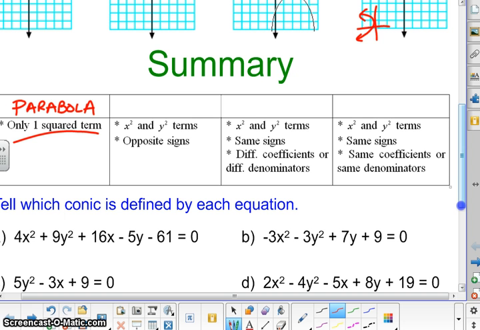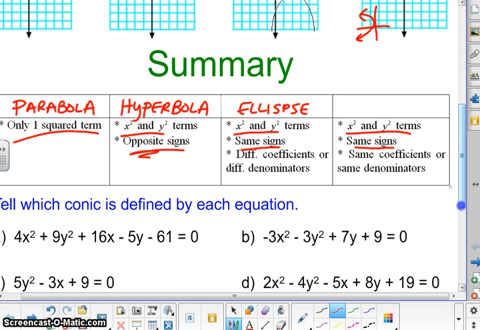Okay, and then if you have x and y terms with opposite signs, like I pointed out before, it's going to be a hyperbola because there is that minus sign, two x and y terms. Here again, x and y terms, x and y terms. So those are all going to be the same. Now, this one says same signs, different coefficients, different denominators. So that's going to be the ellipse. That's what's going to make the difference there. And then a circle has the same sign, same coefficients and denominators. So that's going to be our circle, which we're most familiar with.